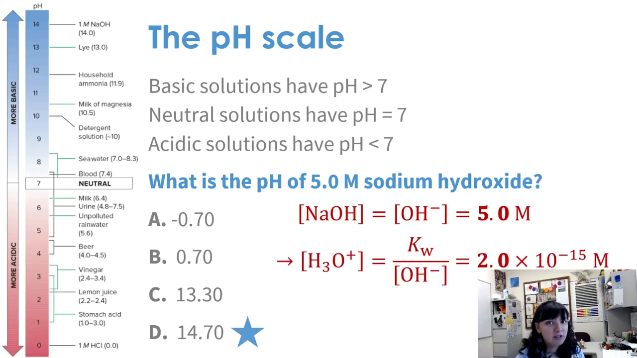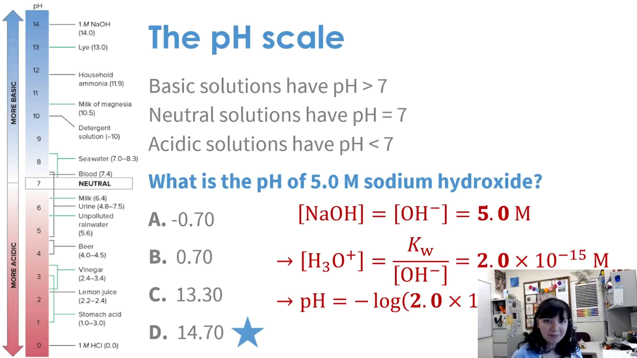I can then find the concentration of hydronium using again that ion product constant of water, or the autoionization constant for water, Kw. If I take the Kw of 1.0 times 10 to the minus 14 and divide that by my concentration of hydroxide, then I get my concentration of hydronium as 2.0 times 10 to the minus 15 molar. And then lastly, I can plug that right into the pH equation and say that the pH is equal to the minus log of 2.0 times 10 to the minus 15, or 14.70 as my final answer there.